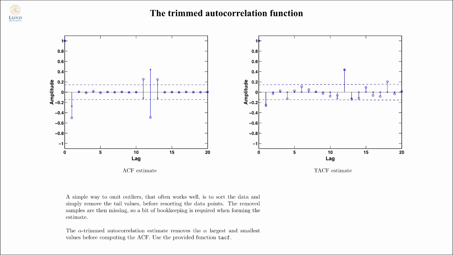A quite simple way to omit outliers is to sort your data, basically getting them in size order like this. And then what you do is you just omit the very largest values and the very smallest values and sort them back. Of course, this will require quite a bit of bookkeeping, and it will also have the problem that you will have missing data points in your data set that you'll have to deal with in some sense. There is a function Tacf, which is the alpha-trimmed autocorrelation function estimate, which will do exactly this, and then it will reconstruct the Tacf estimate accordingly.